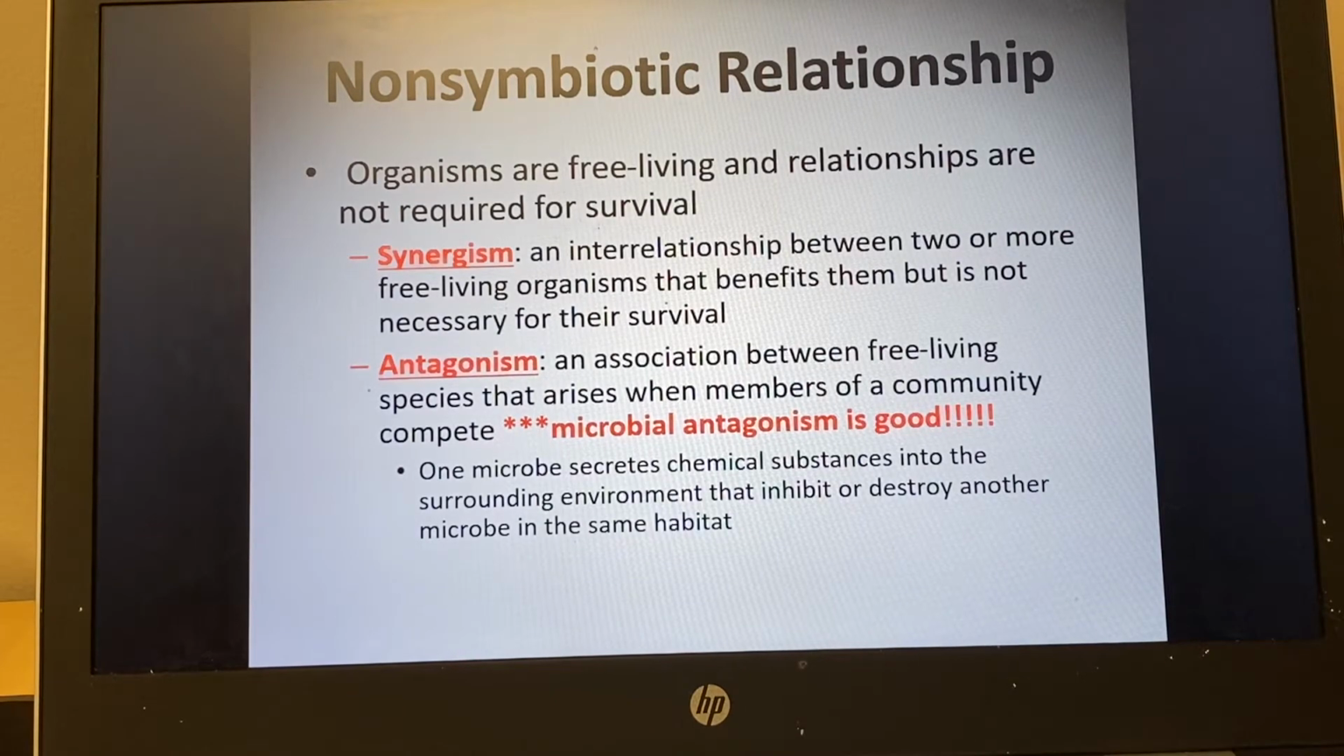Okay, I also want to mention two other terms. Synergism is where two organisms live together. Yay, they get a benefit, but it's not obligatory. So they can live with each other or not.